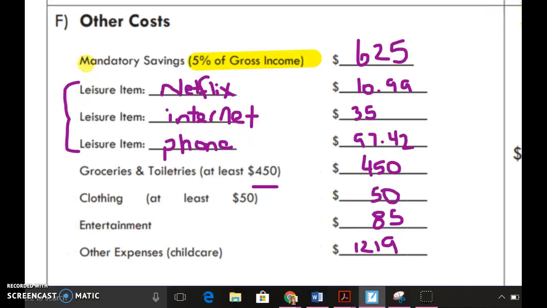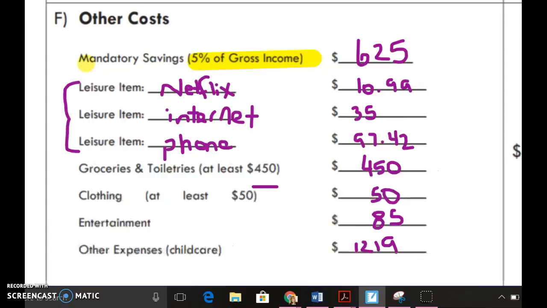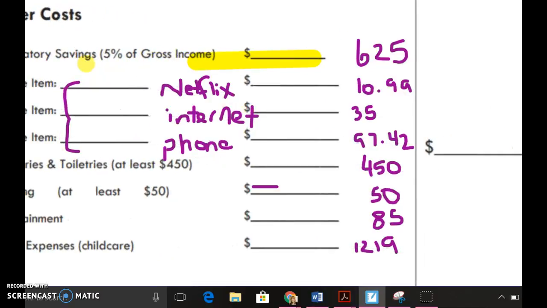So my total costs for all of my expenses that I would write over here on this side would be, and it adds up, $2,572.41.